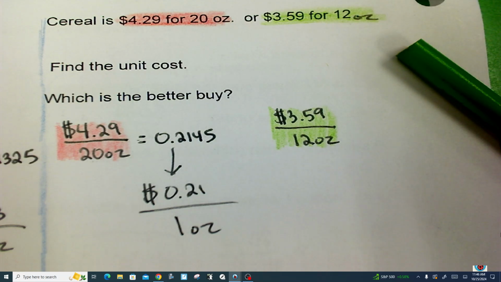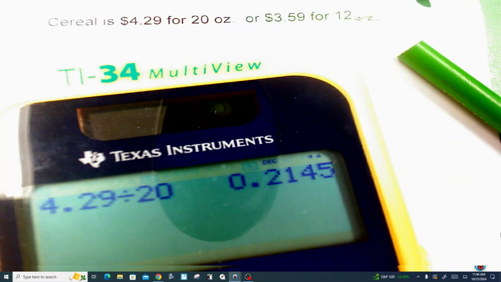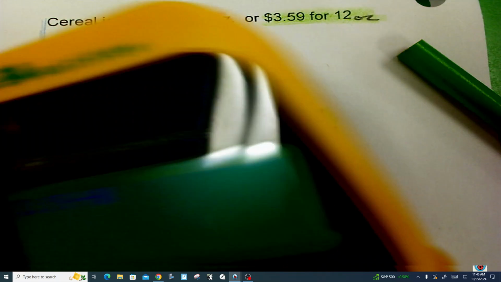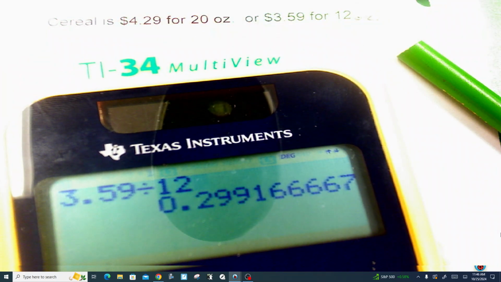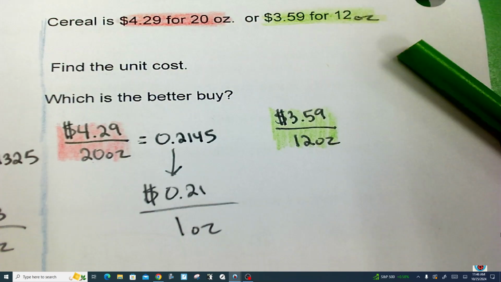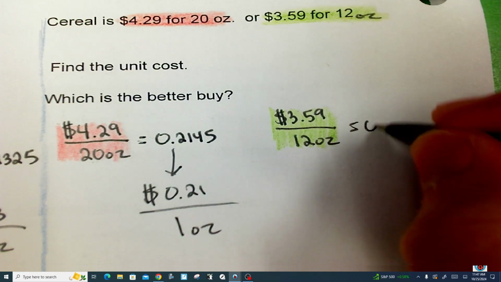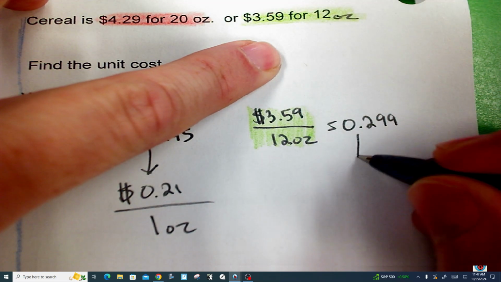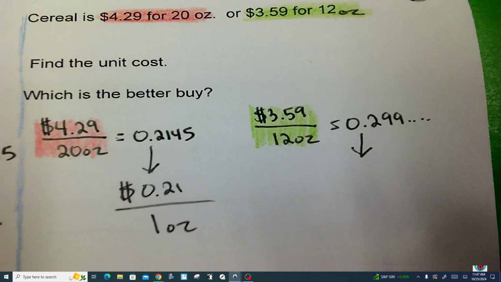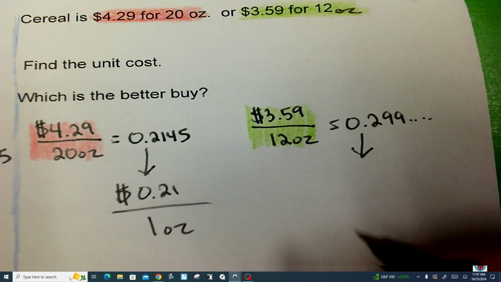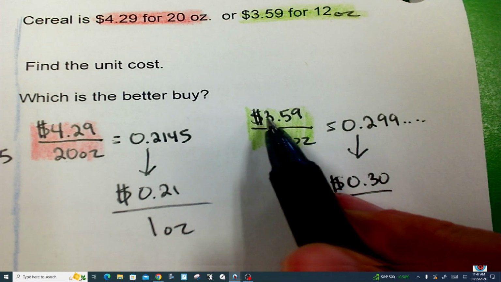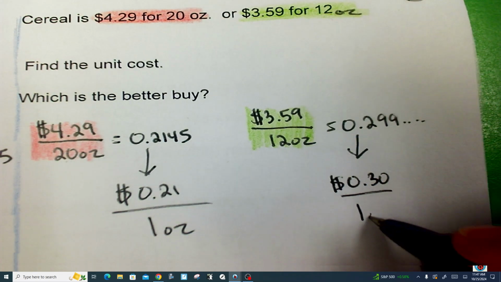Now we're just going to come over and do the same thing for $3.59. And it was 12 ounces, so we'll divide it by 12. Hey, there we go. Now that one's repeating, so how about we just take the first 3 right here. Put some dots there to show it keeps going. So what's this going to round to over here? 30 cents. Slap that dollar sign up to this and put it over 1 ounce.